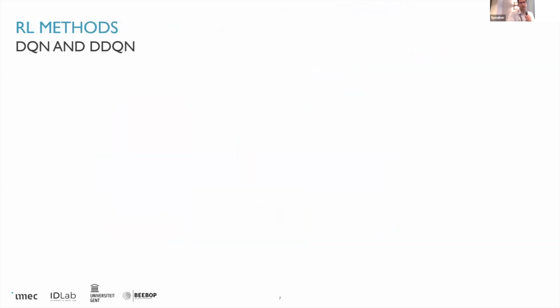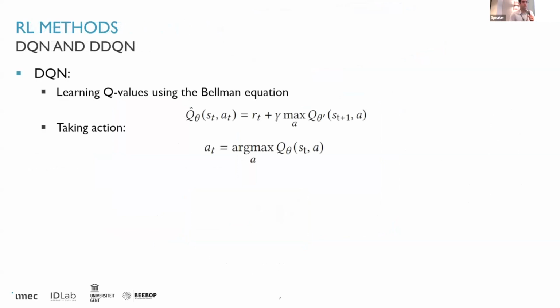Let's quickly have a look at the RL methods. We use DQN and DDQN methods. DDQN is a distributional version of DQN. The main idea of DQN is learning Q values, which are the cumulative future reward for the current state of the environment. We use the Bellman equation to estimate the Q values, and after that we take the action that maximizes the Q values.